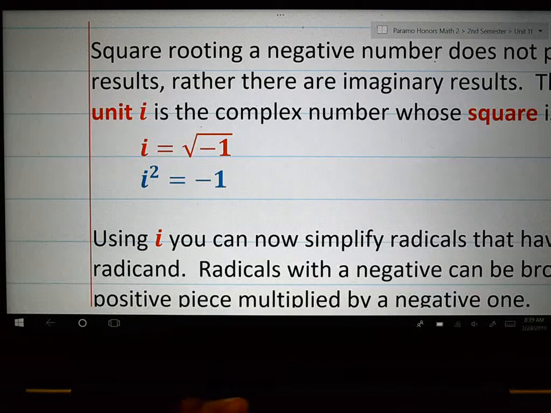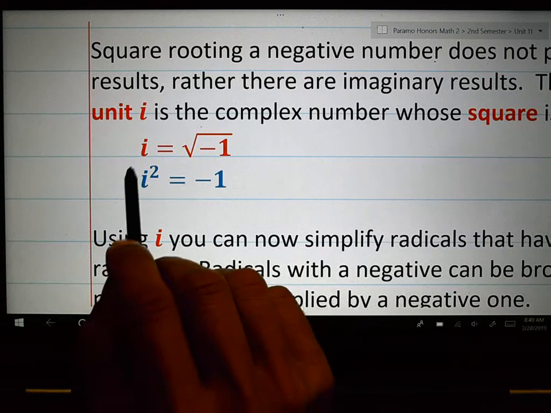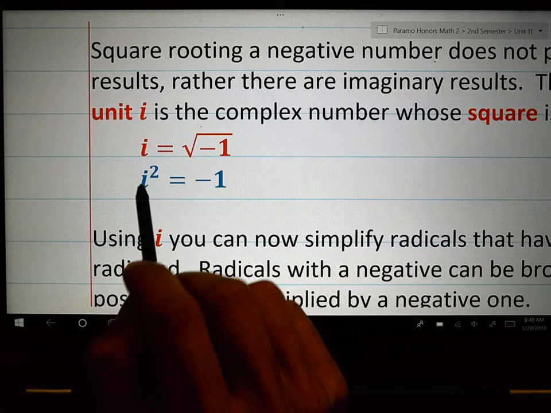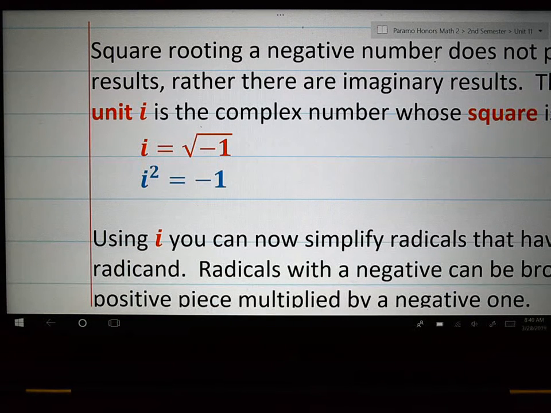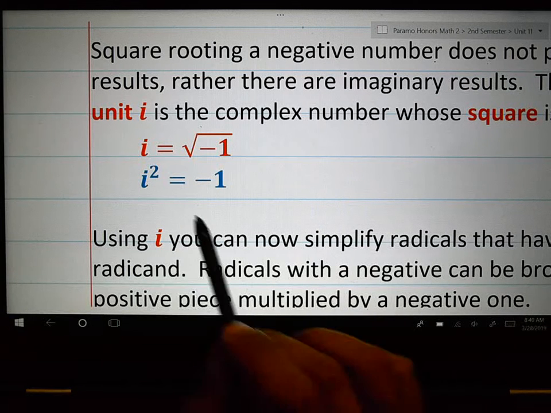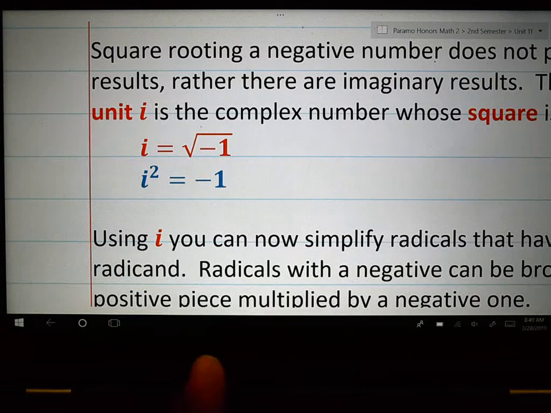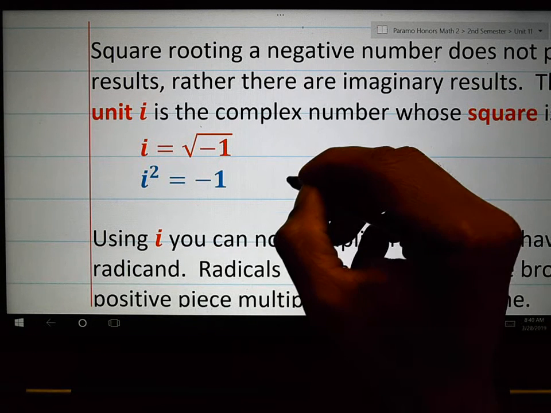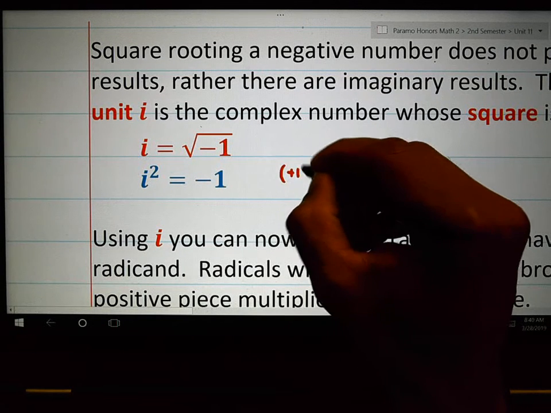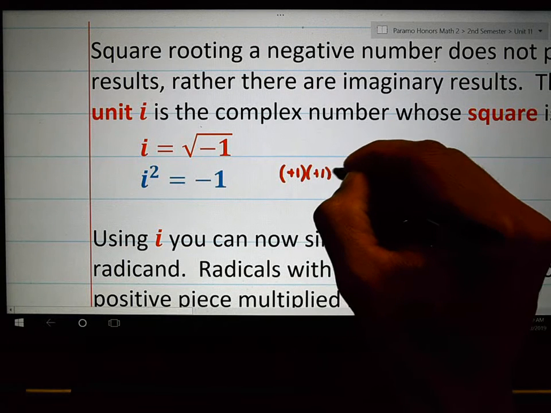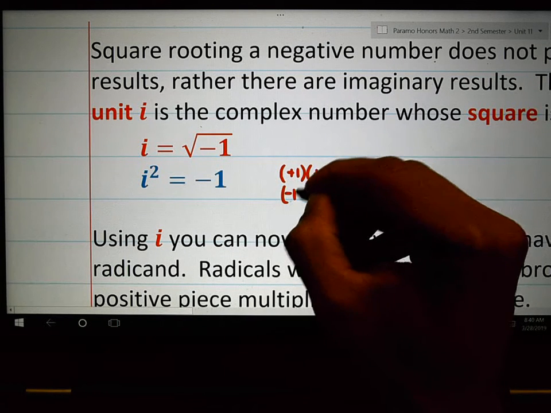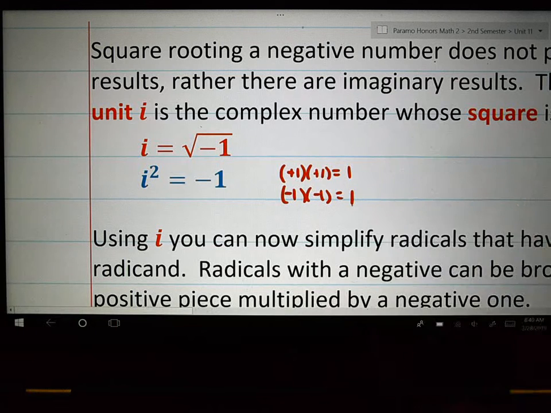So what a mathematician decided to do a long time ago was, what if we invented something where if you squared it, it would equal a negative 1, an imaginary unit. Like something times itself is going to equal negative 1. And you have to think to yourself, that's impossible, because a positive 1 times a positive 1 is a positive 1, and a negative 1 times a negative 1 is a positive 1.